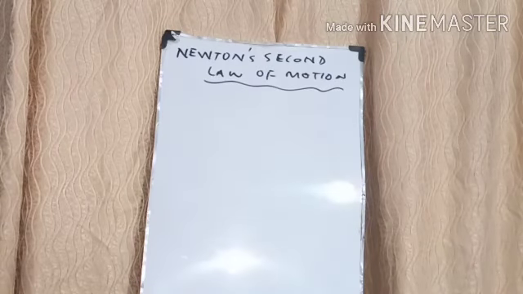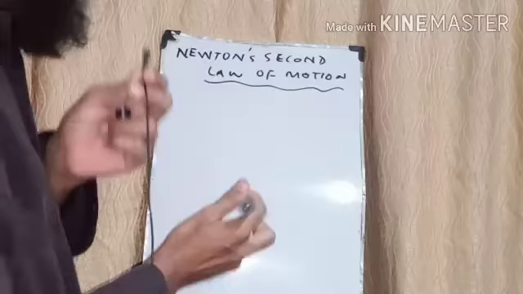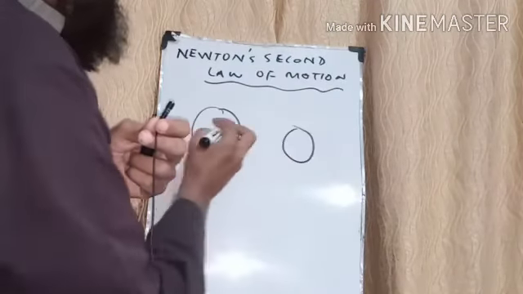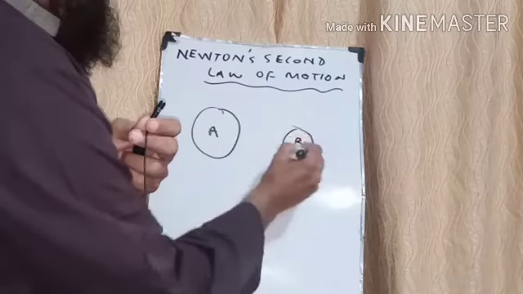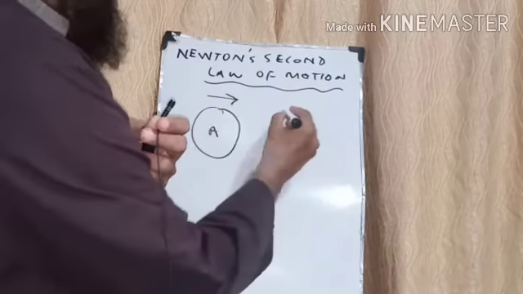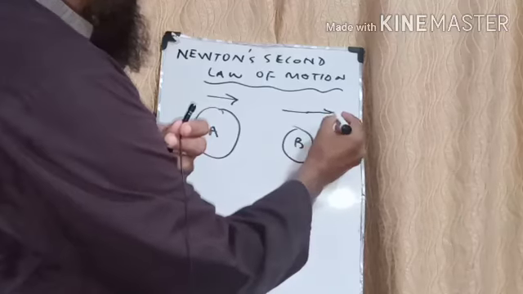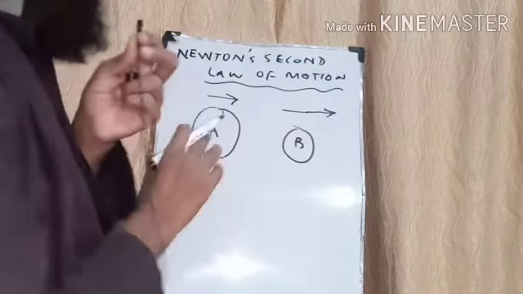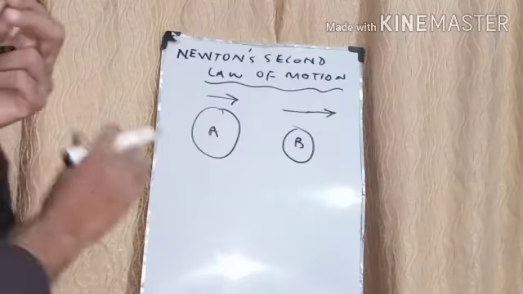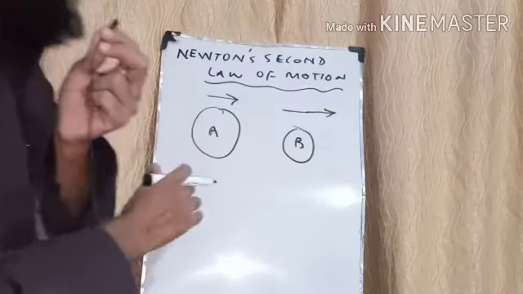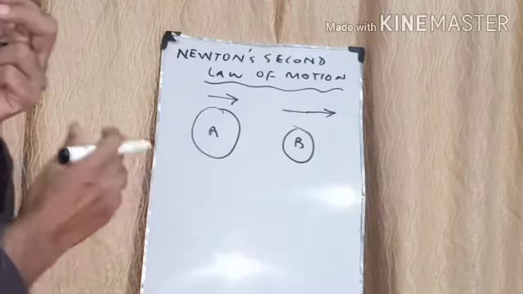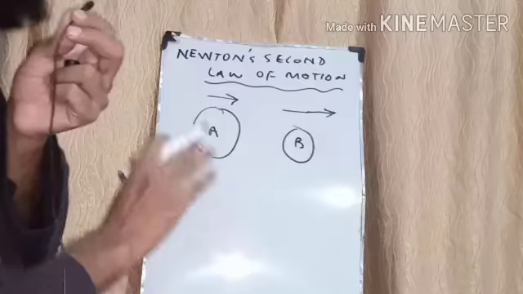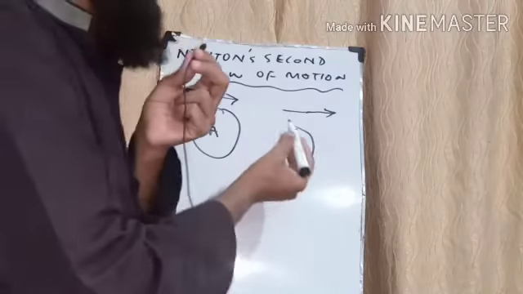Consider two bodies having different masses, applied with the same force. If we apply the same force on a body which has a very large mass, it produces less acceleration as compared to the same force applied on an object having a light mass.